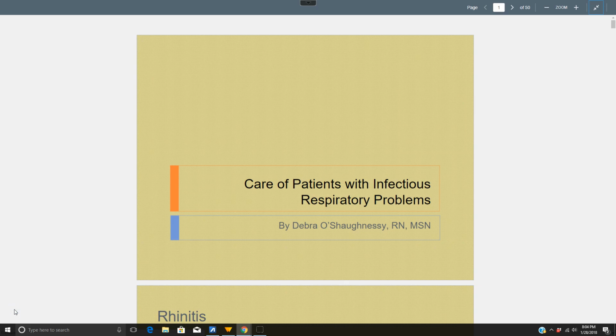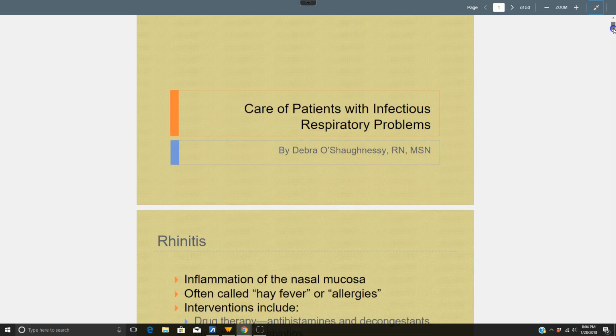I just want to talk somewhat on Chapter 31 in the Ignatavicius 8th edition on care of the patients with infectious respiratory diseases and respiratory problems. Some of these are fairly minor. The reason we bring these up and talk about them is because it's an infection, so we could see potential problems where the infection can spread and definitely cause airway problems and definitely impair gas exchange.